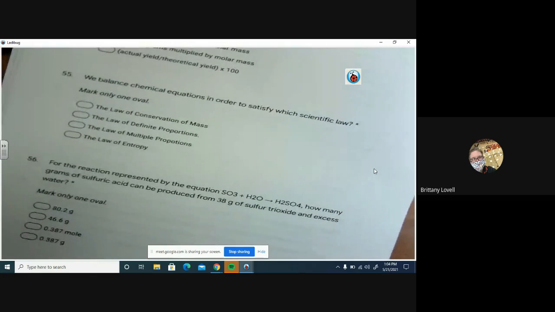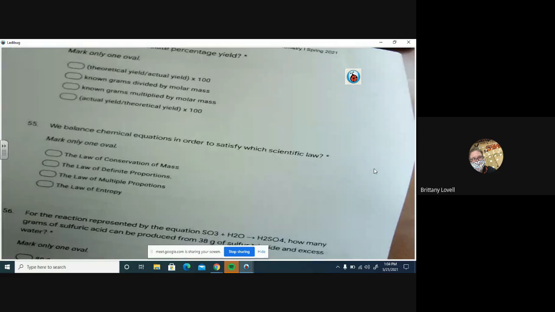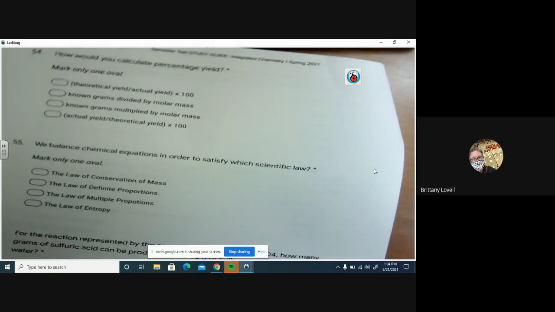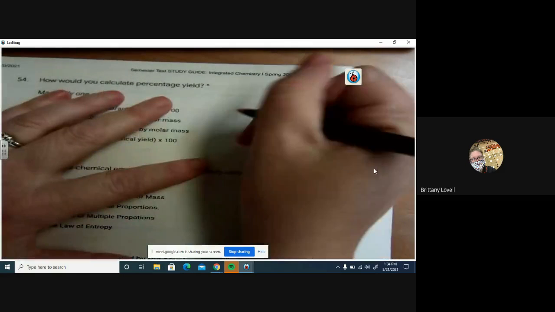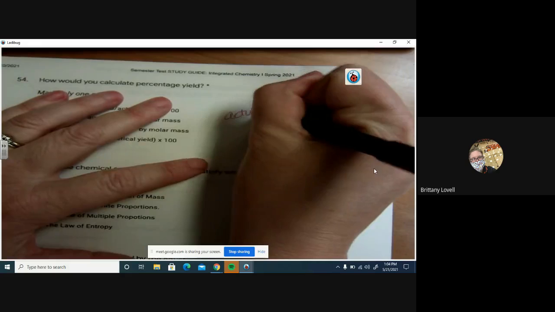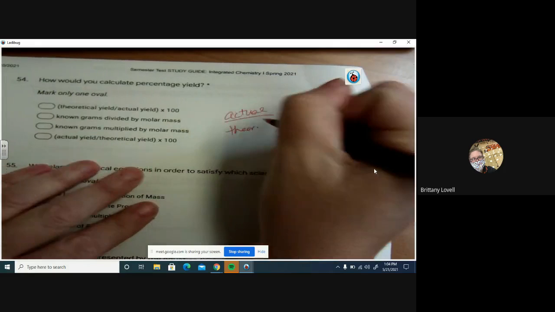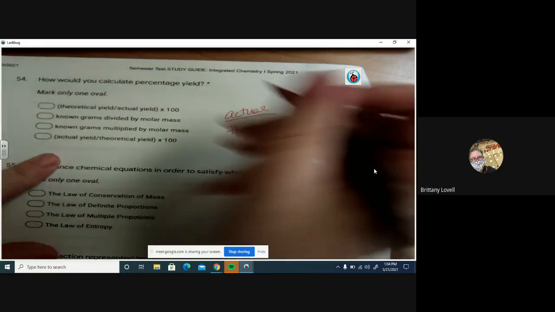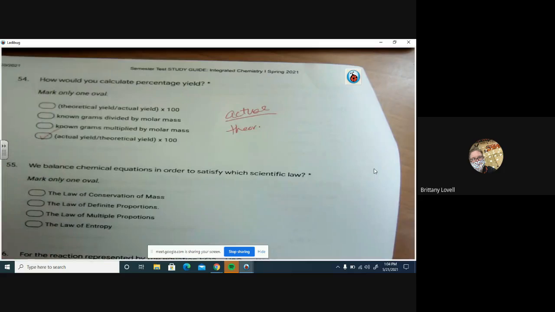All right, so number 54, how would you calculate percentage yield? Percentage yield is just going to be actual over theoretical times 100. So that's going to be your last choice, letter D as in dog. So 54 is letter D.